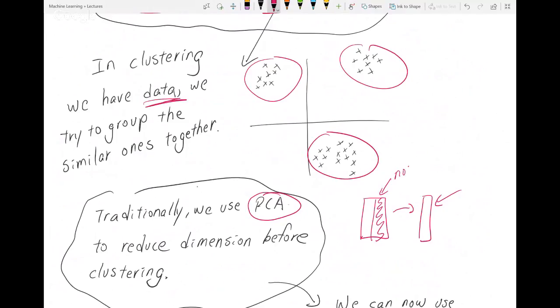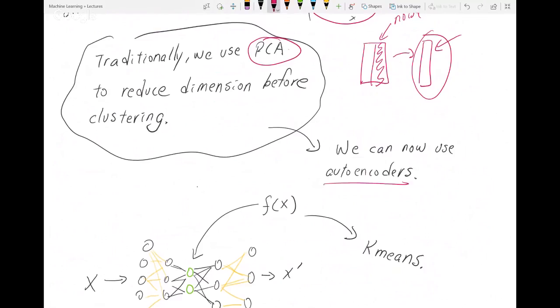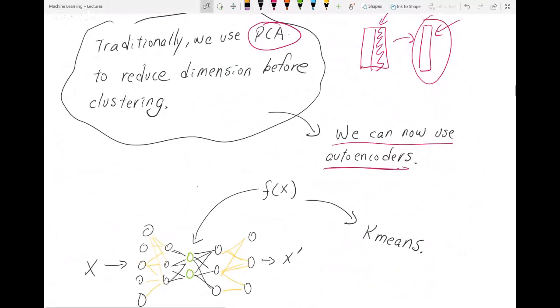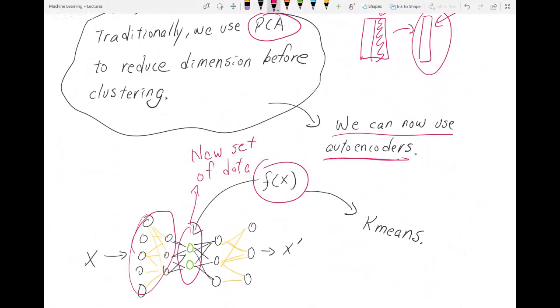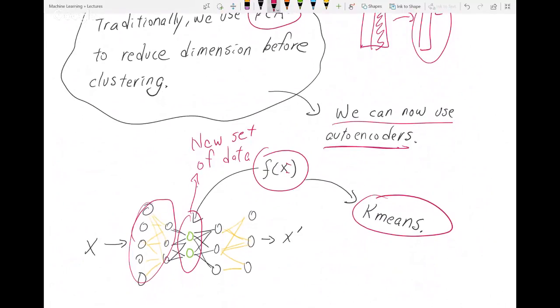We can now use autoencoders, and we'll use autoencoding to get a new set of data. We're going to call it f of x. And then we just do k-means on it. And this would probably be the easiest way to do deep learning neural networks with clustering. Right? This is what I'm going to start off today.